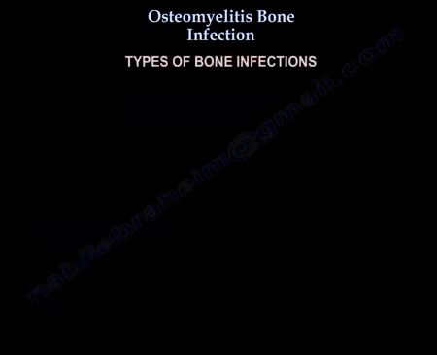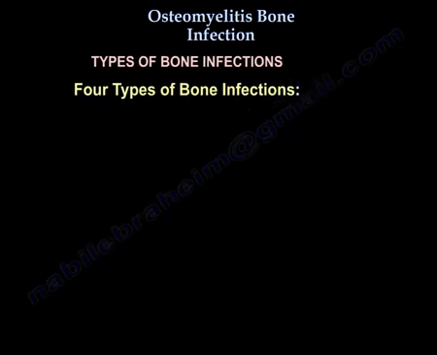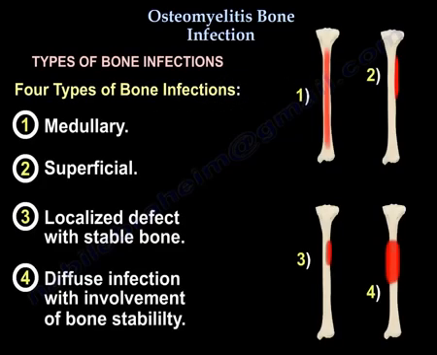Then the types of bone infections. There are 4 types of bone infections. Number 1, medullary. Number 2, superficial. Number 3, localized defect with a stable bone. Number 4, diffuse infection with involvement of bone stability.